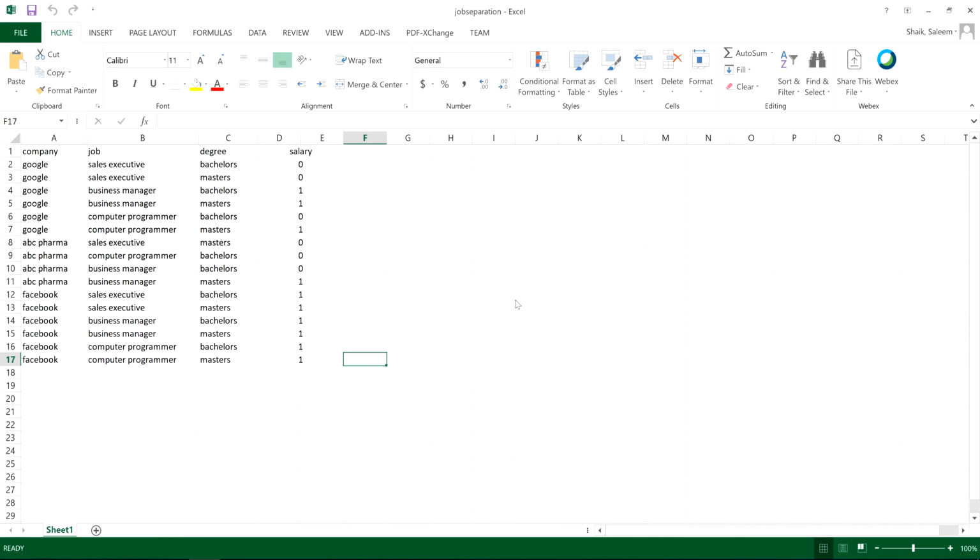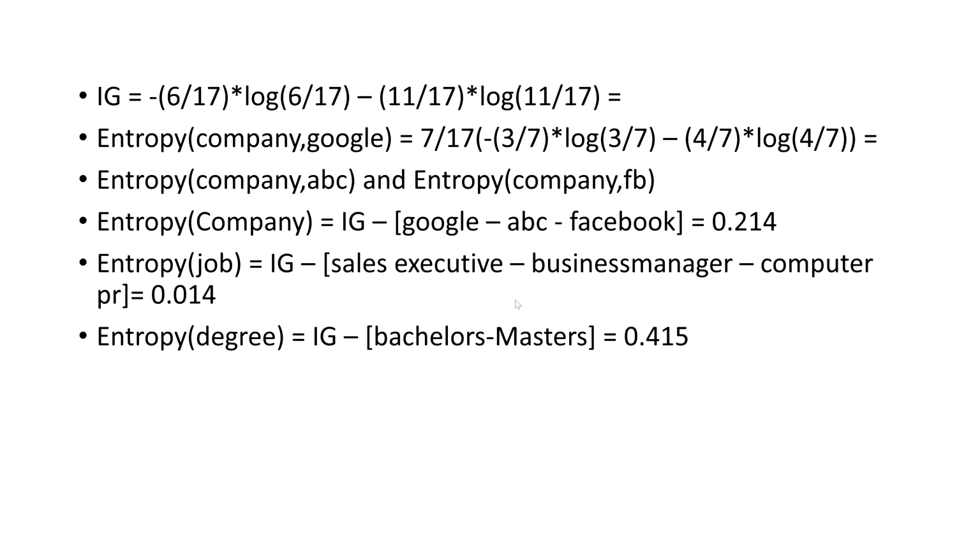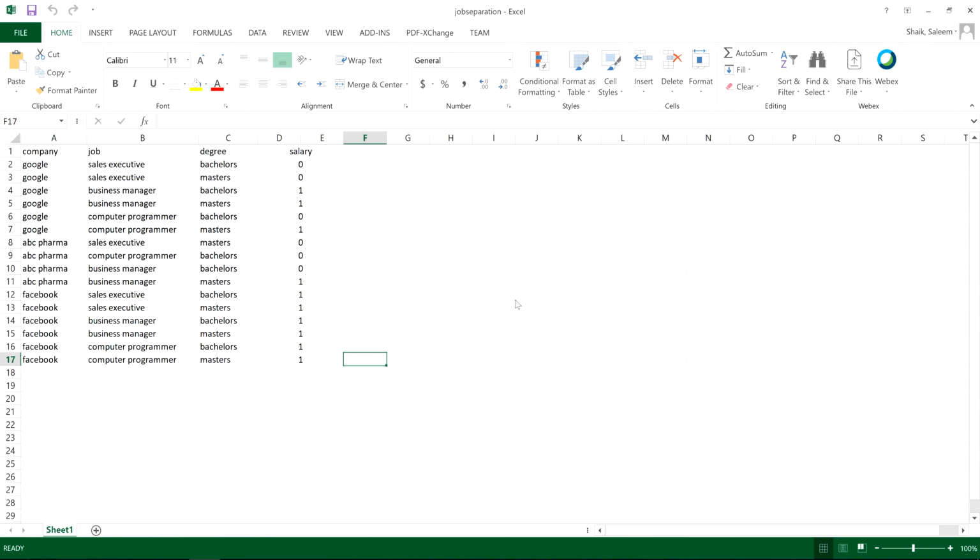Predict means we are going to give the actual input. Suppose if I give Google, business manager, bachelor's, then it should give the output 1, which means yes, the salary for the person who is working in the company Google, with the job role of business manager and bachelor's degree, will increase, or there will be an increment like that. So this is all, guys, about decision tree, and a brief overview of how it is going to be performed.